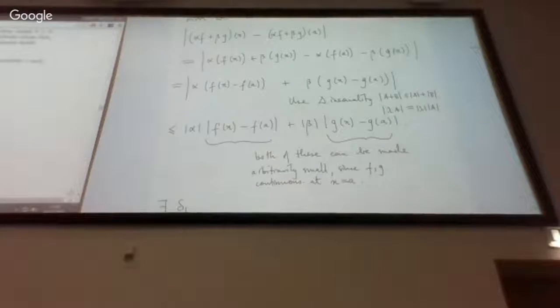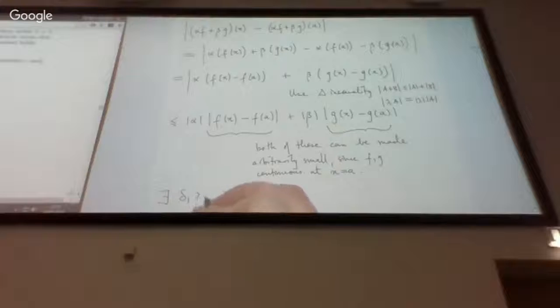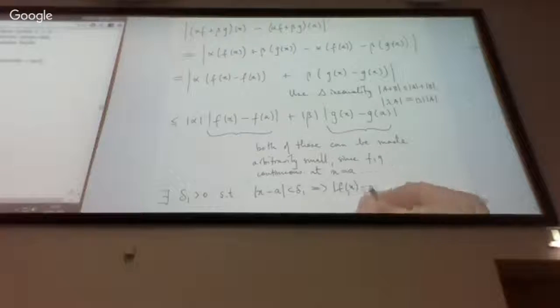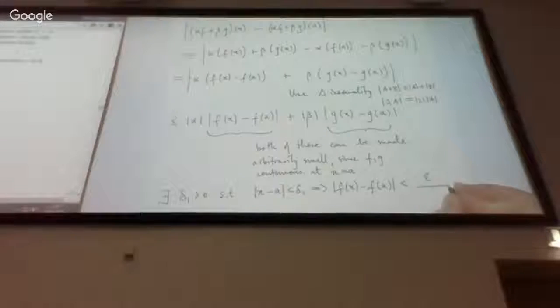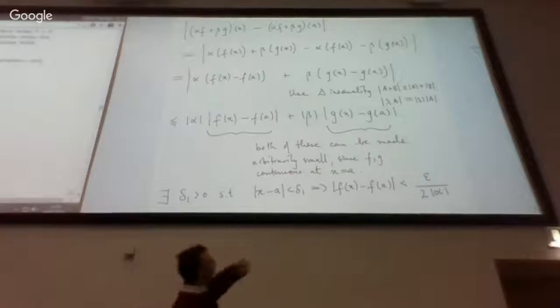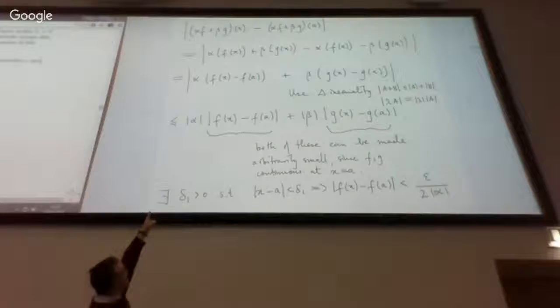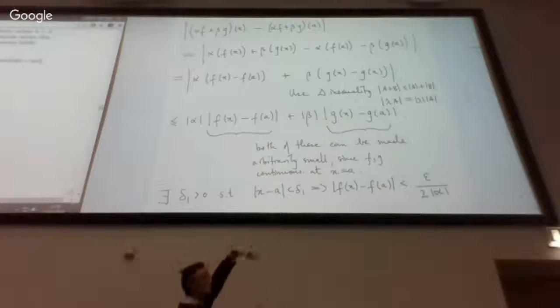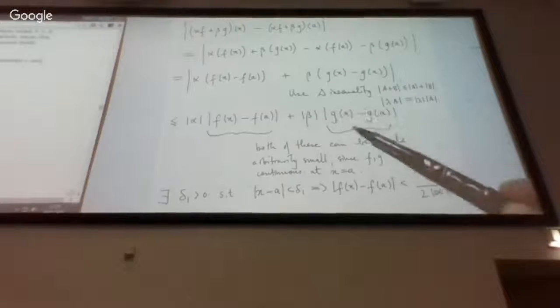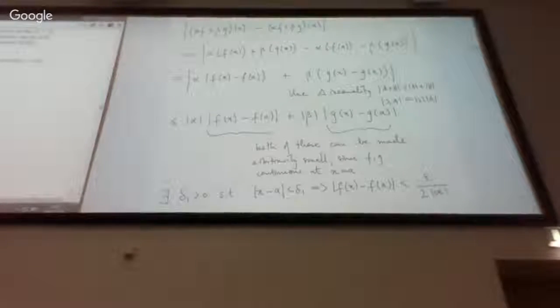We know that there exists a delta 1 bigger than 0, such that if the absolute value of x minus A is less than delta 1, this is going to imply that the absolute value of f of x minus f of A is strictly less than, and I'll choose epsilon over 2 times the absolute value of alpha. See why I've chosen that, so that when I substitute it in here, I'll multiply it by this absolute value of alpha, and I'll be left with epsilon over 2. Choose a similar thing for this one over here, so I'll be left with 2 epsilons over 2's. When I add them together, I get epsilon.